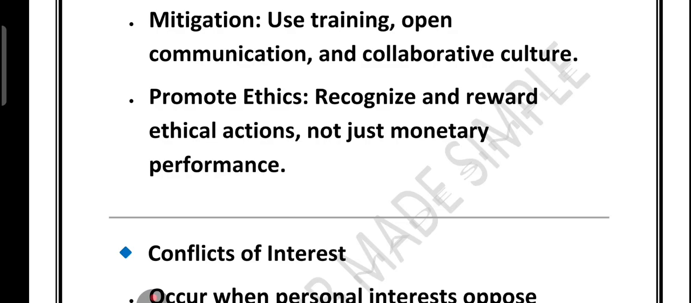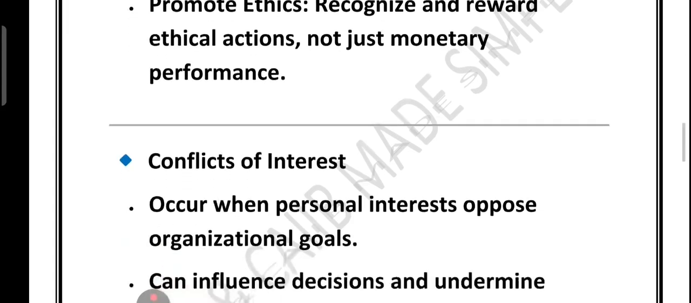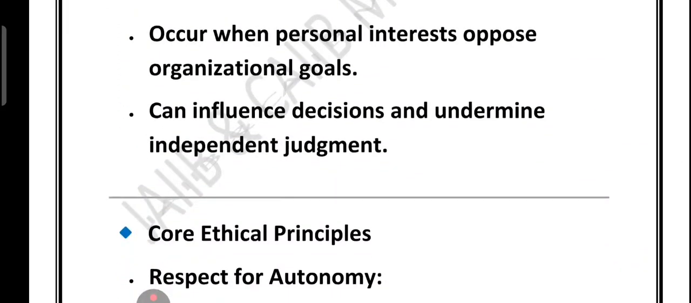And don't forget to recognize and reward the ethical decision or ethical action, not just monetary or performance achievement. This encourages a culture of integrity. Let's talk about the conflict of interest. This arises when personal interests clash with the organization's goal, which can bias decisions and weaken independent judgment. Leaders and employees must be vigilant to identify and manage such conflict responsibly.